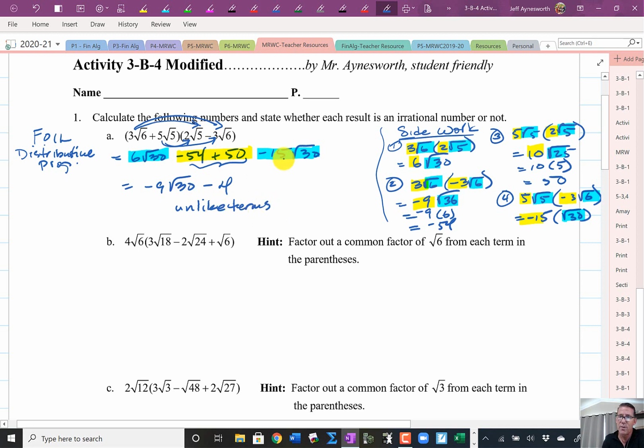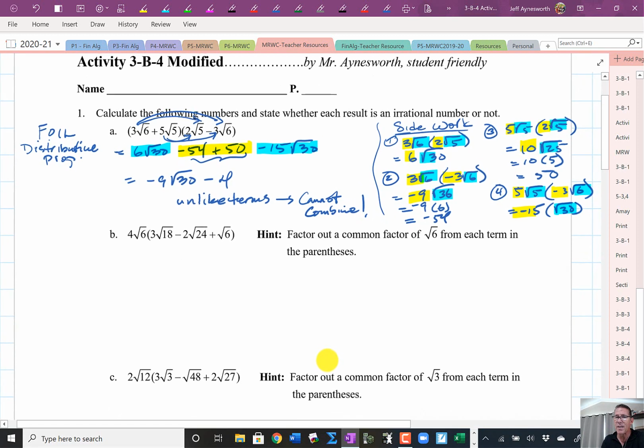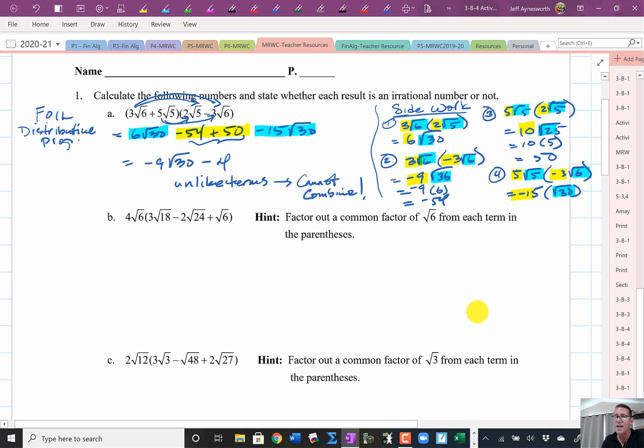Okay, which means you cannot simplify, or you cannot combine. You cannot combine, cannot simplify, however you want to say it. Okay, all right. And there we go. And that's how you do it. Okay, just simple multiplication right there, guys.